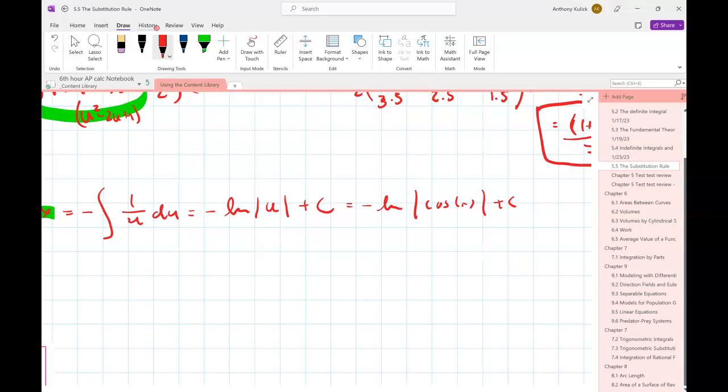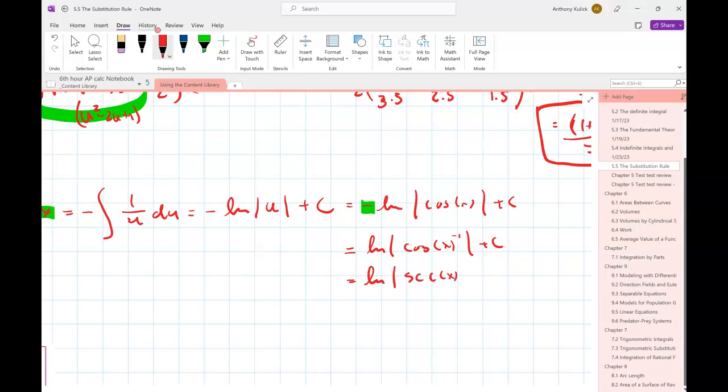Okay, now this is correct, what I have here. I'm going to use a little bit of log rules to get a slightly more attractive final answer. I have a -1 as a coefficient on my logarithm, so I can move that -1 into the exponent inside the logarithm. What's the reciprocal of cosine? 1 over cosine, or secant.